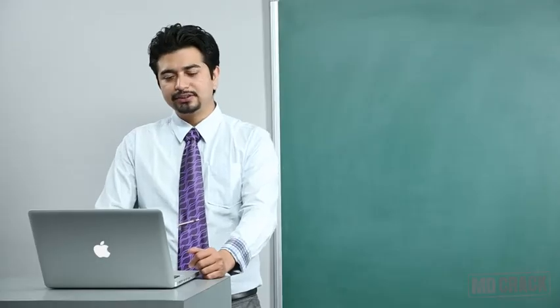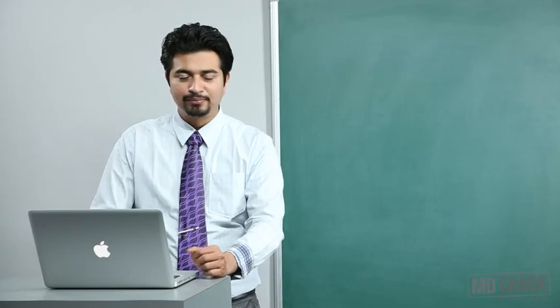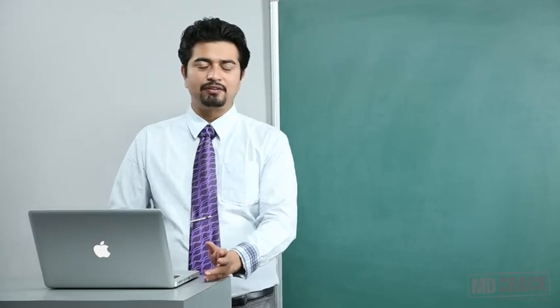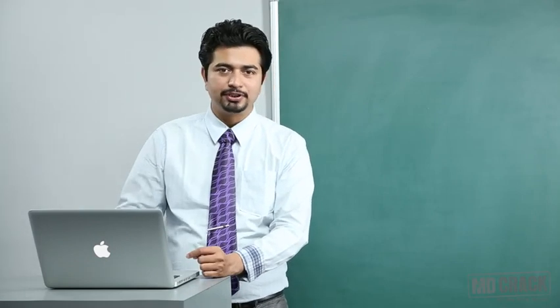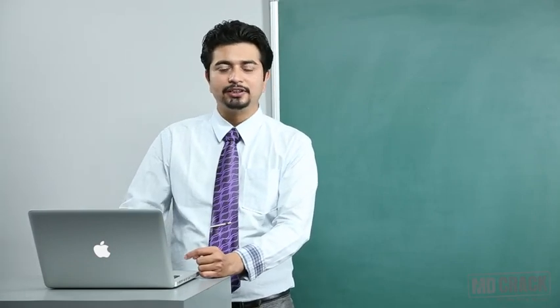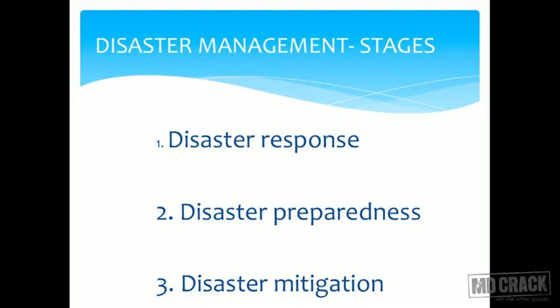Disaster management stages, we have 3 stages. Please remember them. Questions are asked. You can have a simple MCQ such as which of the following is not a disaster management stage. So the disaster management stages are, the first thing we saw, disaster response. Obviously a disaster has occurred, we have to have a response to that disaster. The second thing you have to do is disaster preparedness, and then you have disaster mitigation. So these are the stages of disaster management.